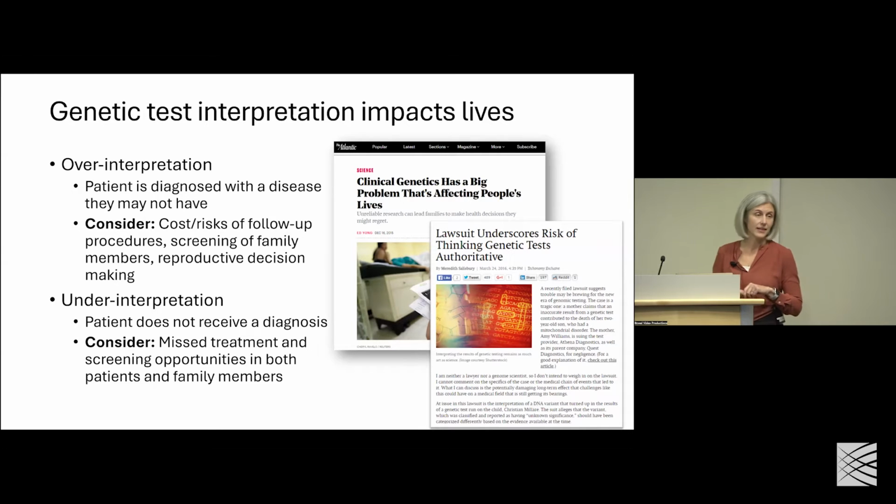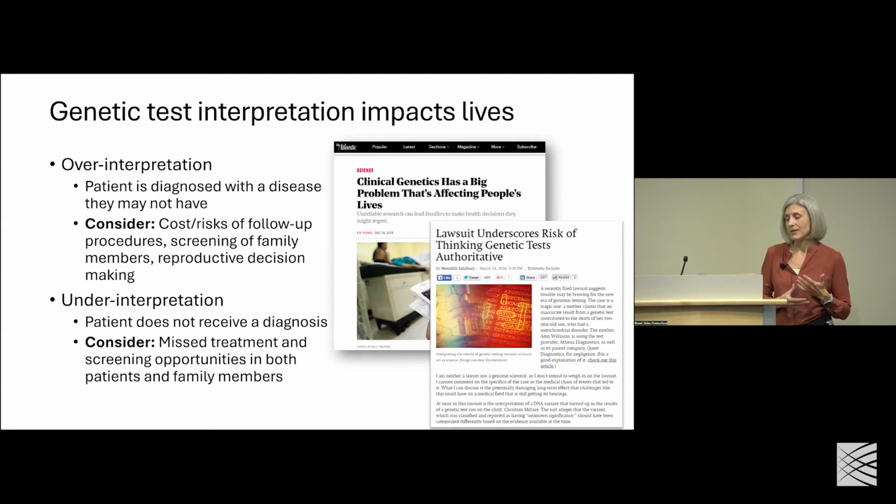Overinterpretation of these tests can lead to a patient, for example, getting diagnosed with a disease they may not have. This may then result in additional follow-up tests that have their own costs and risks associated with them. And it doesn't just apply to that one individual who got the genetic testing originally. They may then go and do cascade screening in their family members. So it can expand out to impact the entire family as well and impact reproductive decision-making.